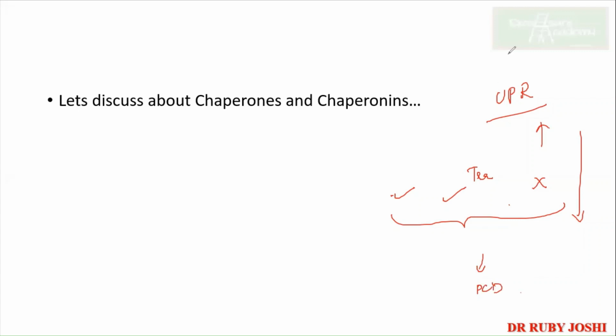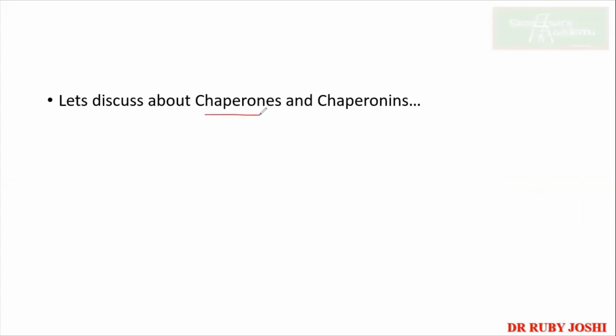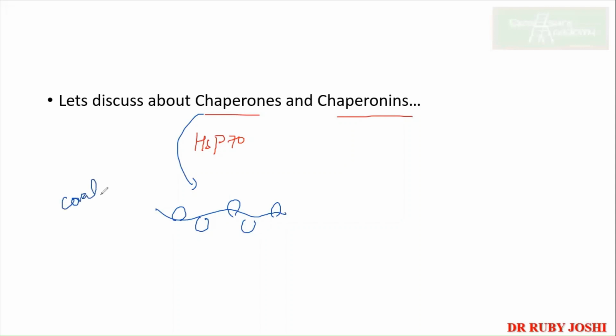Okay, what about chaperones and chaperonins? Did anyone try to understand the difference? Here, the example we have talked about is HSP70, heat shock proteins. Chaperones, as we just saw in the previous lecture, bind to your polypeptide chain like this. It was shown, right? So they help in covalent bond formation, either breaking or making, so that the proteins are getting properly folded.